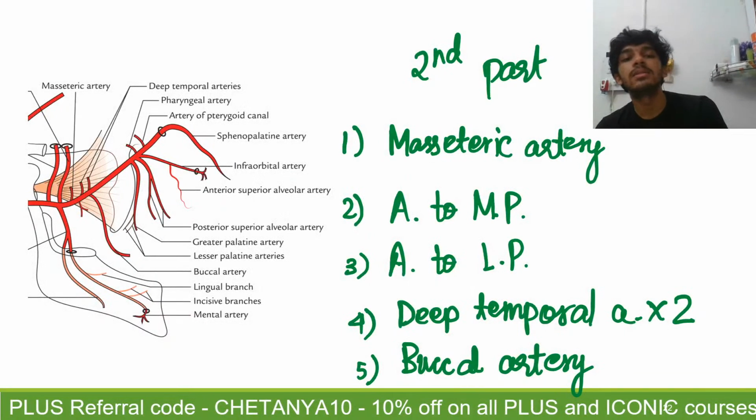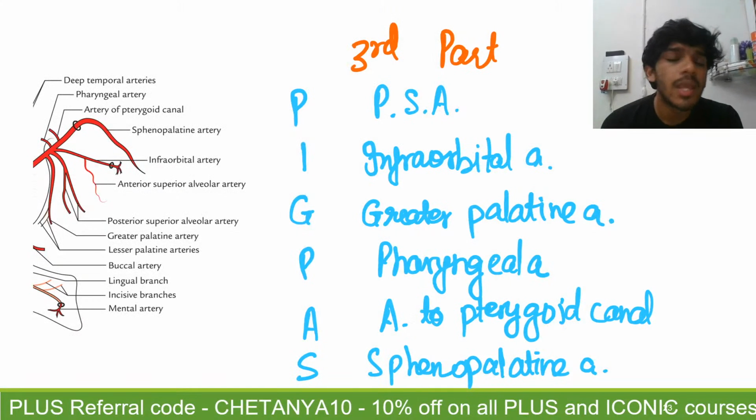Then the second part is the muscular mastication part. It gives branches to the muscles: the medial pterygoid, lateral pterygoid, temporalis, and the accessory known as buccal. The third part will give you branches which can be remembered by a mnemonic: PIG PASS. PIG PASS, you can remember.